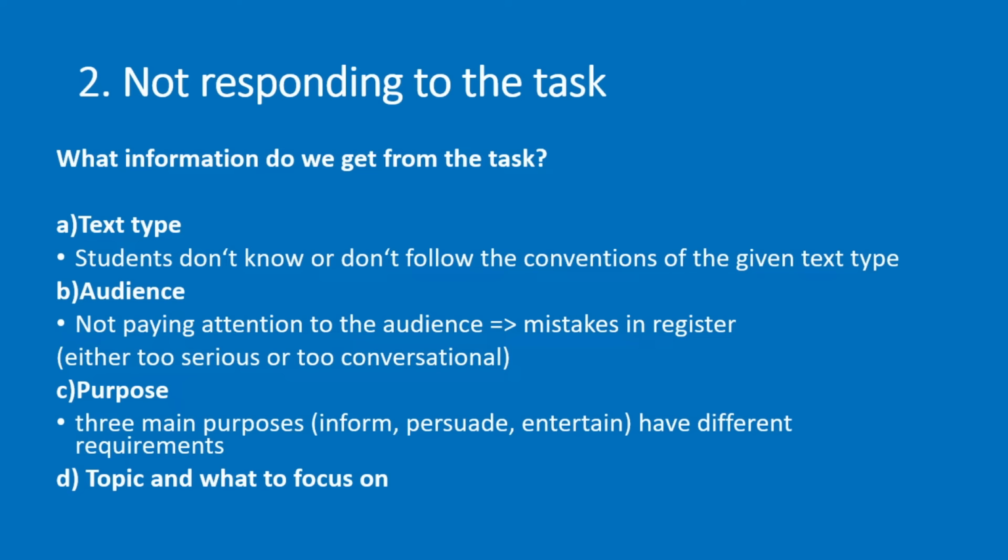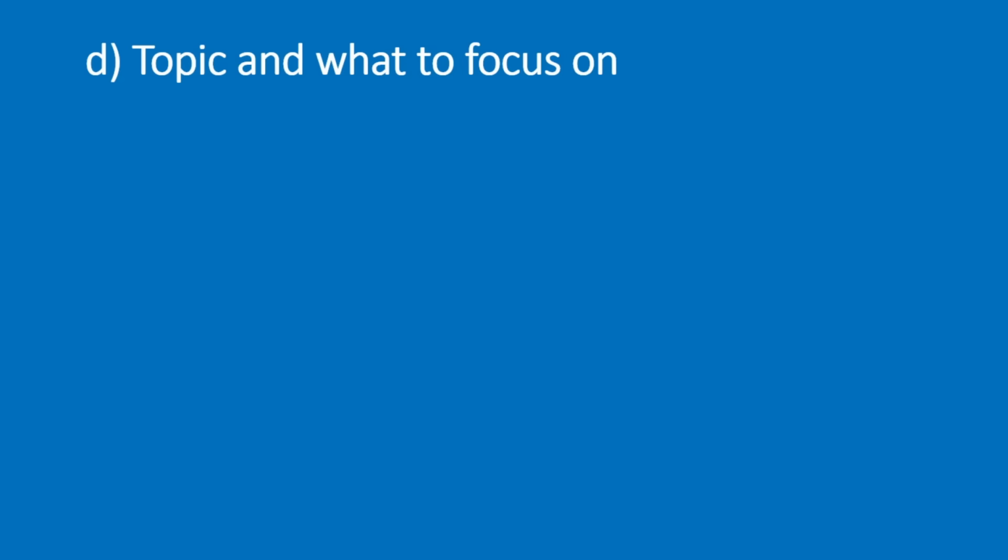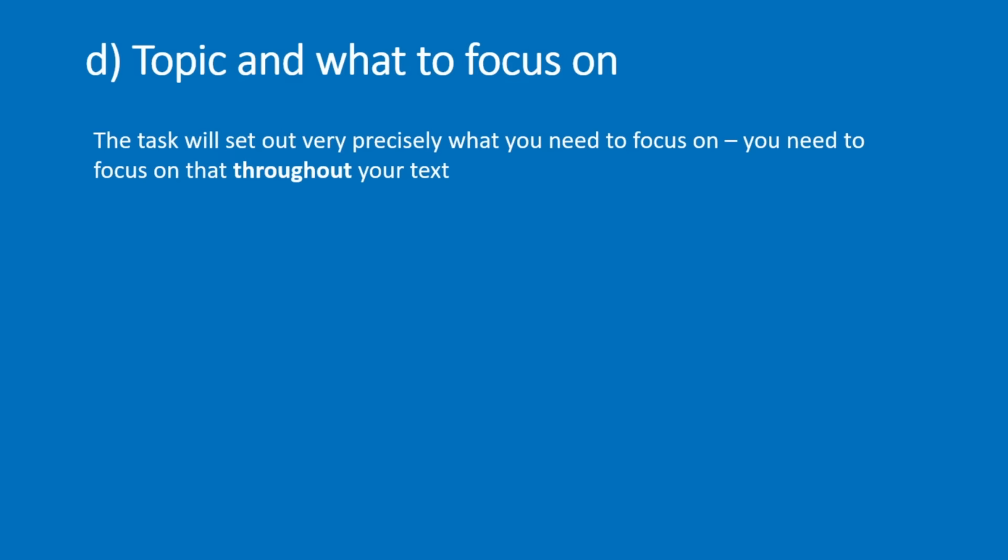Finally, students sometimes completely miss the mark when it comes to focusing on the topic they're required to write about. Let's explore this a little bit further. The task will always set out quite precisely what your topic is and what you need to focus on. The key here is to focus on the topic you're given throughout the entire text. Everything you write has to somehow be related to the topic you're given. Yes, you can have analogies and anecdotes and quotes and real-life examples, but ultimately, they all need to relate to the topic you're asked to write about.